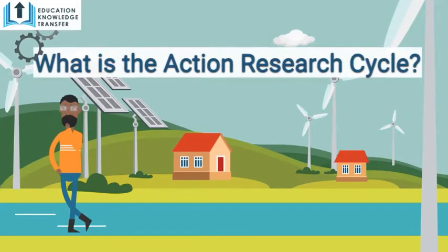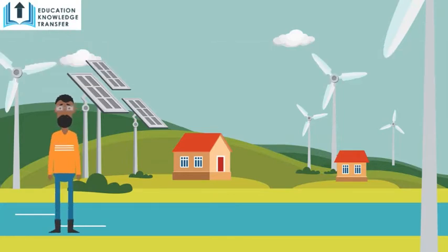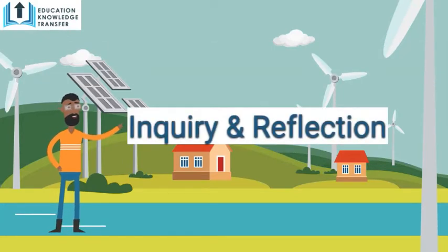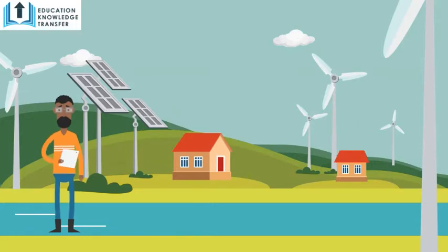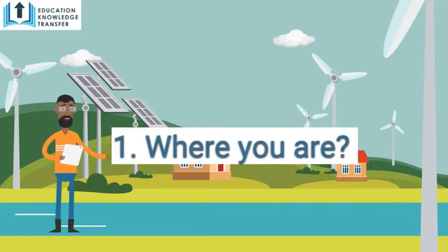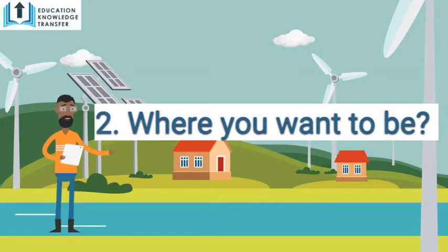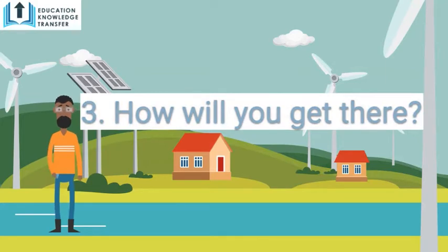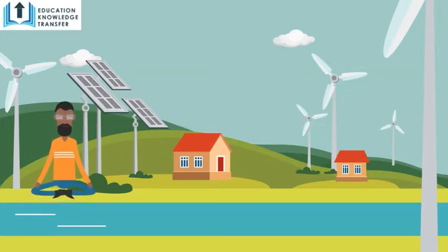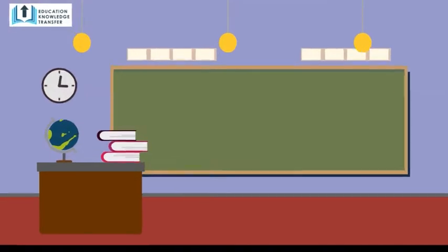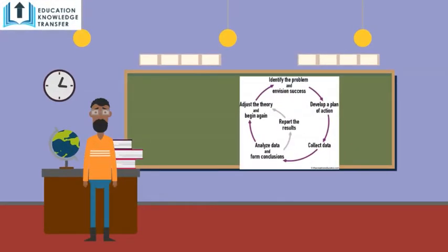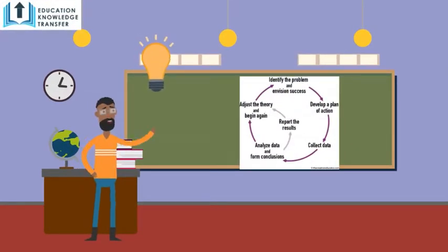What is the action research cycle? Action research is a cycle of inquiry and reflection. During the process, you will determine where you are, where you want to be, and finally, how you're going to get there. In general terms, the cycle follows these steps.